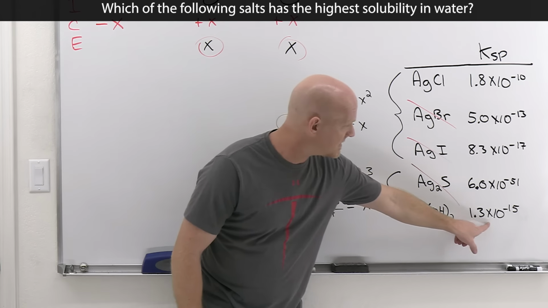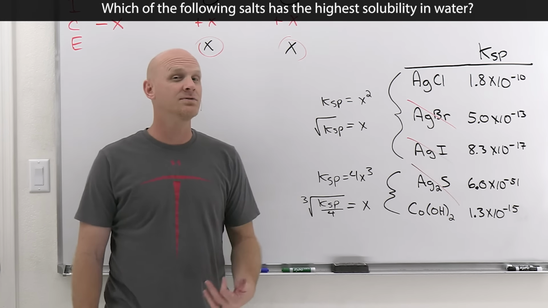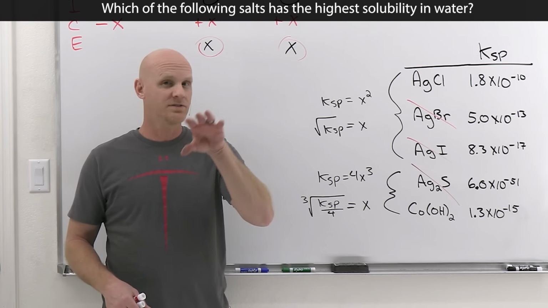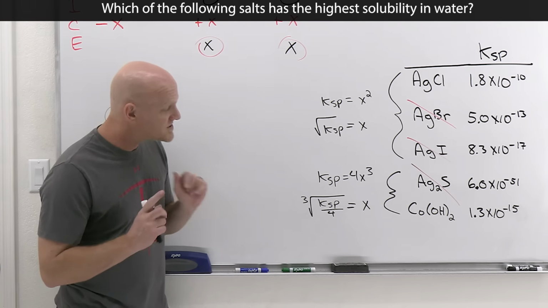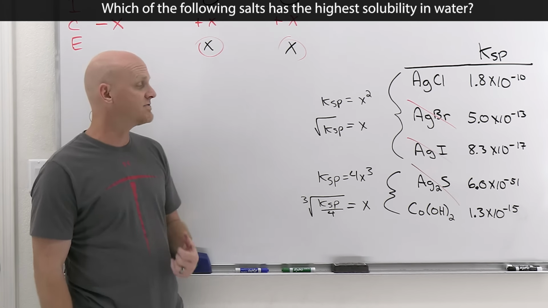Now, if you notice, our Ksp here is 1.3 times 10 to the negative 15. Well, again, 10 to the negative 15, if you take the cube root, that would actually be 10 to the minus 5 as well, because 10 to the minus 5 times 10 to the minus 5 times 10 to the minus 5 is 10 to the negative 15. But we're not just taking the cube root of Ksp, it's the Ksp after you've divided by 4.